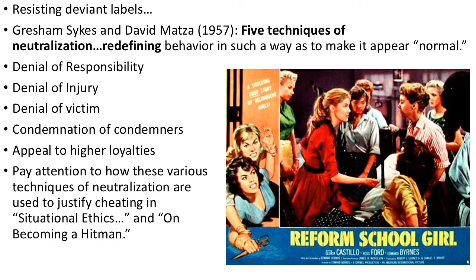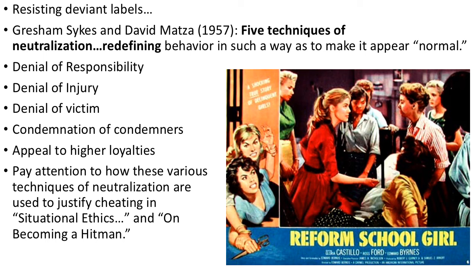Some of the boys in Sykes and Matza's study thought about what they did in terms of the person who was the target of their action, right? That person was deserving of whatever they had coming to them. So there really wasn't a victim. There wasn't any innocent victim. The person had it coming to them.